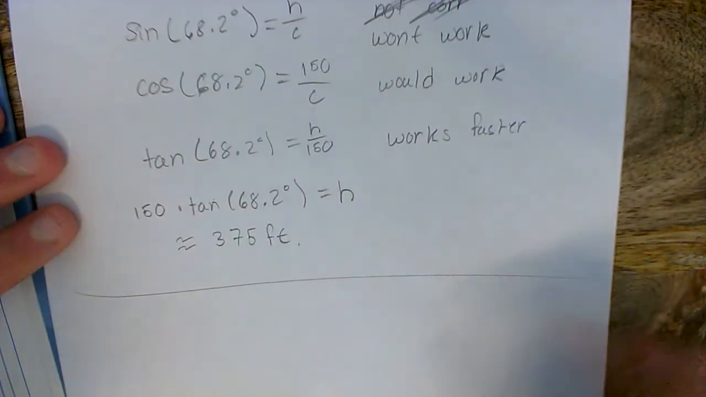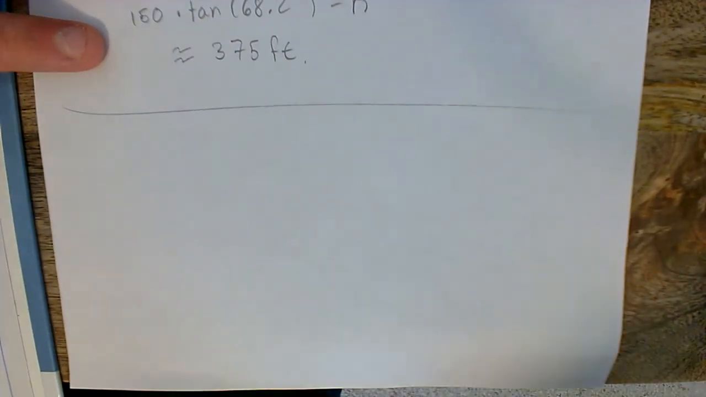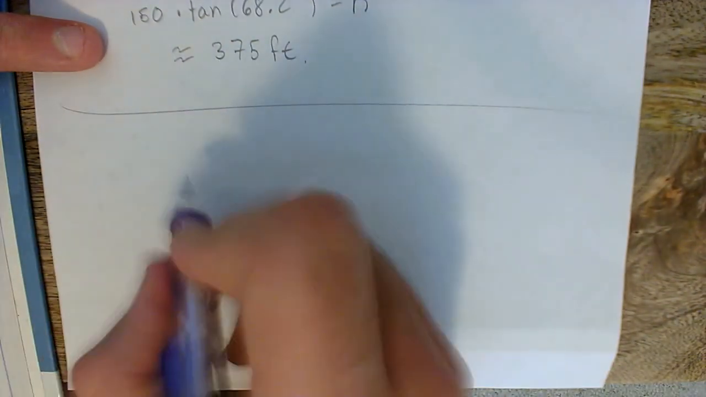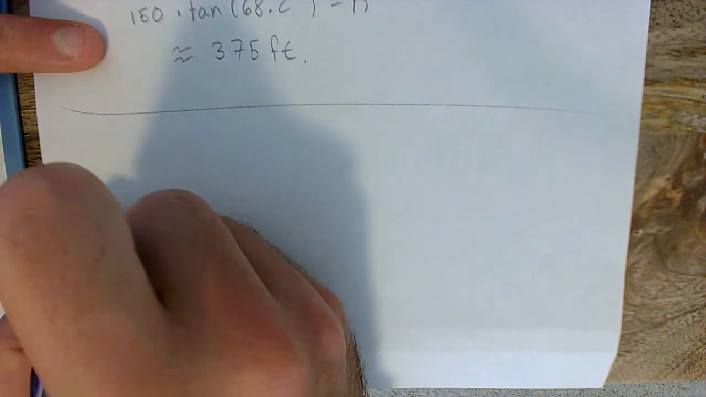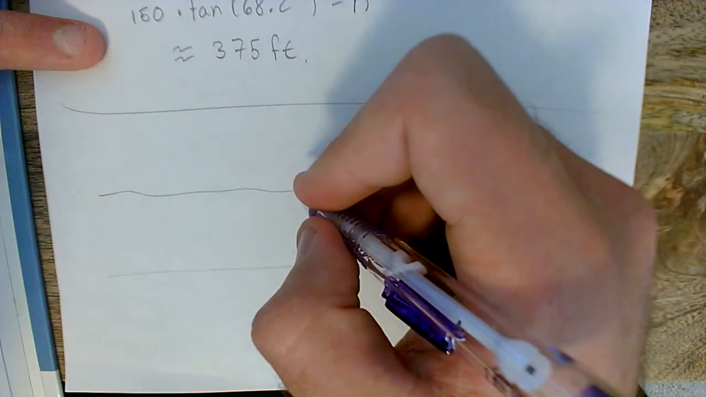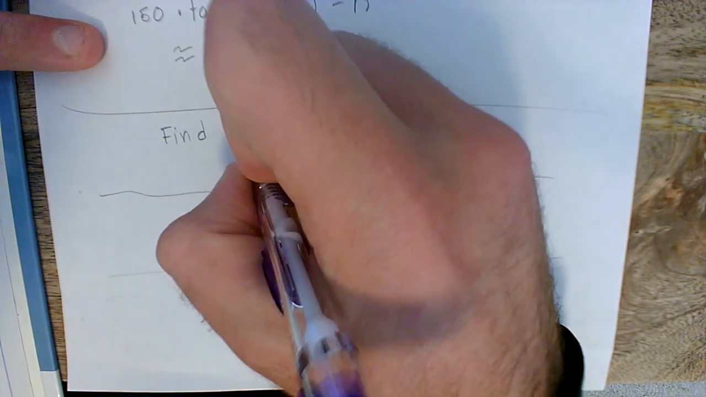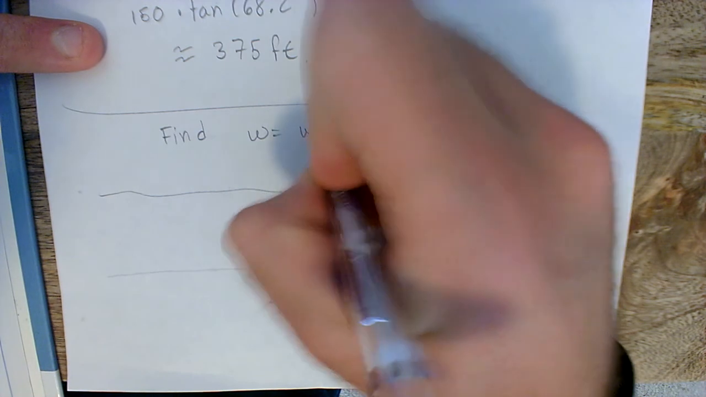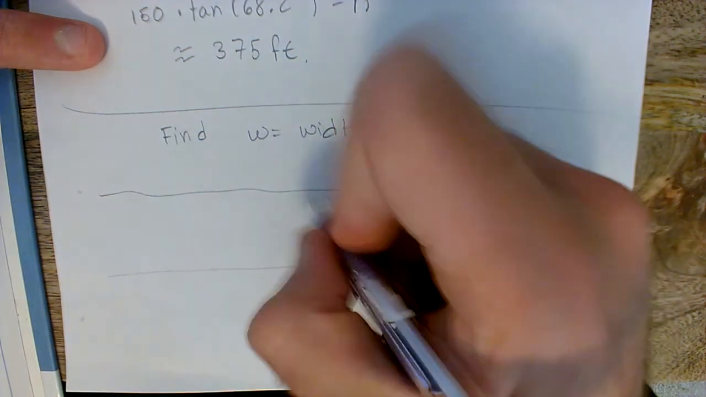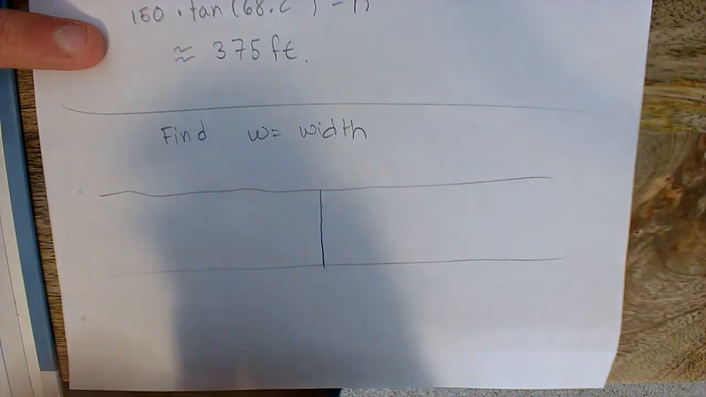So let's do one more example. Let's say we had a river. Somehow this river has straight banks. We're going to try and find the width of the river. Find W, equal to width. So if you wanted to swim across this river at this point, how far is that swim?